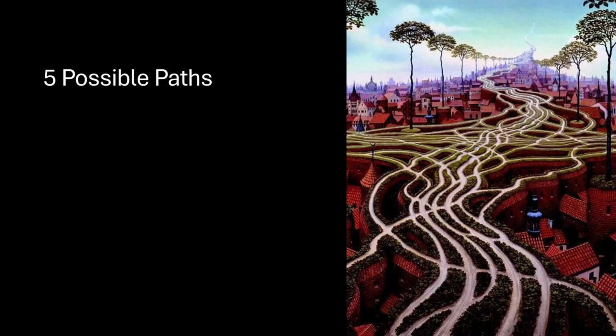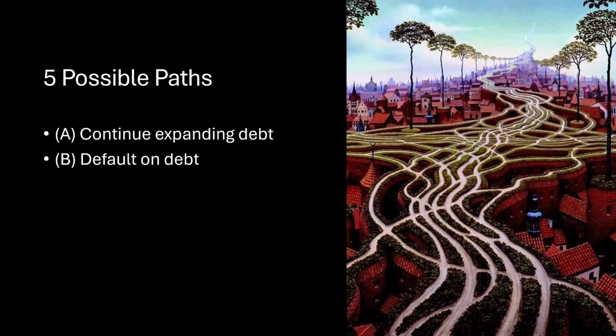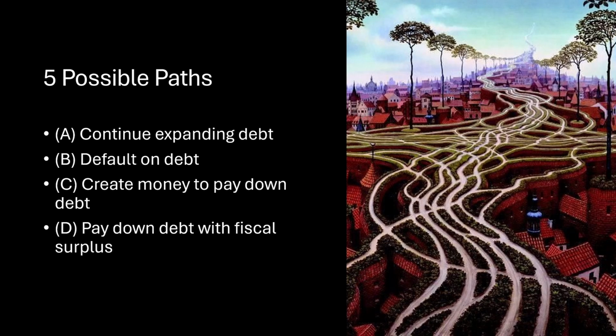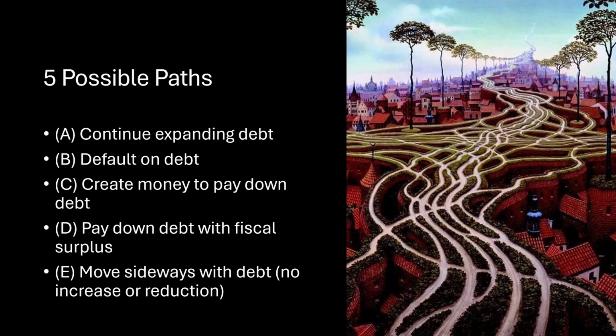So there's 5 possible paths where this can go from here. Path A is just a continuation of expanding debt. Path B is to default on the debt, just cut it off, cancel it. Path C is you create money to pay off the debt. Path D is you eliminate the deficit, use a surplus, and you use that to pay off the debt. And then path E is just moving sideways with this, where there's no change in the total debt.